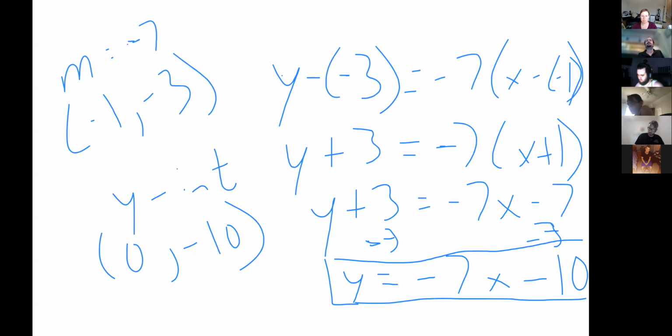Excuse me, teacher. The solution for this one is minus 7x minus 10, right? Yeah, y equals minus 7x minus 10. Perfect. Make sure that y equals is there first. Yes, y equals minus 7x minus 10. Thank you. Yeah, that's it.